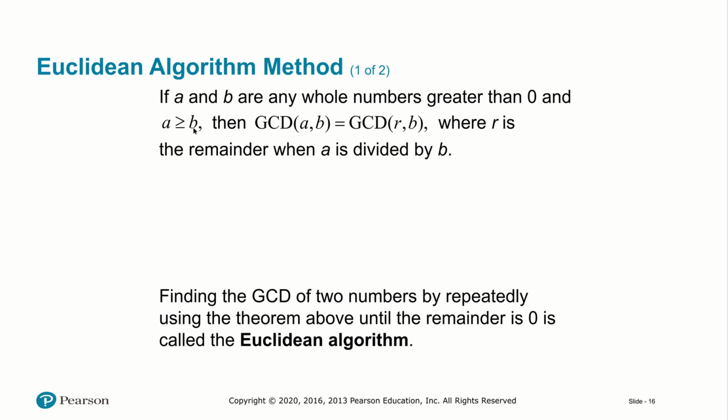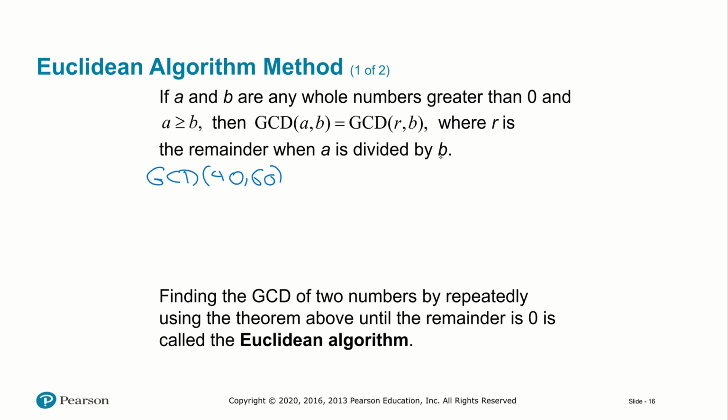What it states is that as long as you have 2 whole numbers A and B, and A is greater than B, then the GCD of A and B is going to be the same as the GCD of R and B. Now, what is R? R is the remainder when you divide A by B. So to bring this to life and make it not seem so abstract, let's look at an example. Let's say you want to find the GCD of 40 and 60.